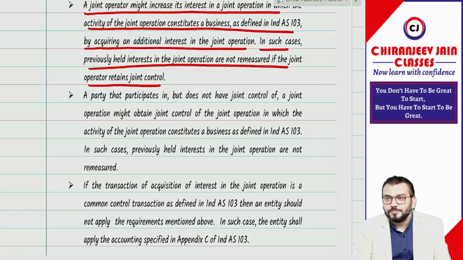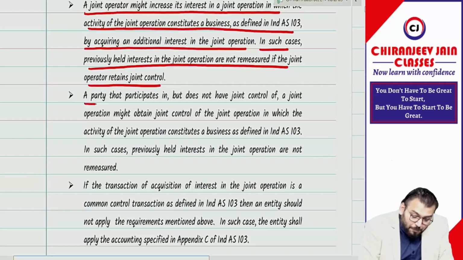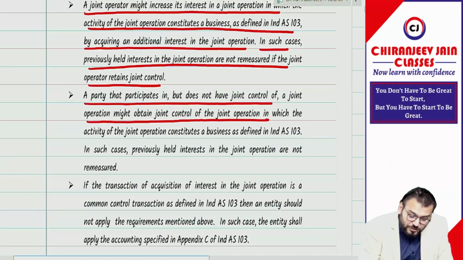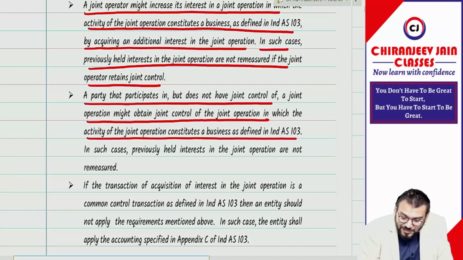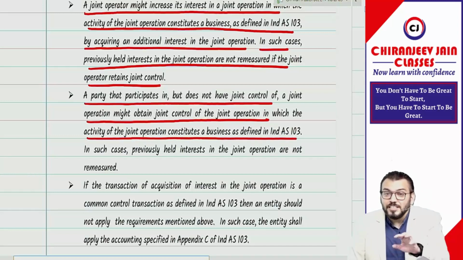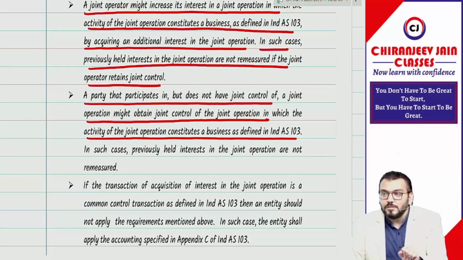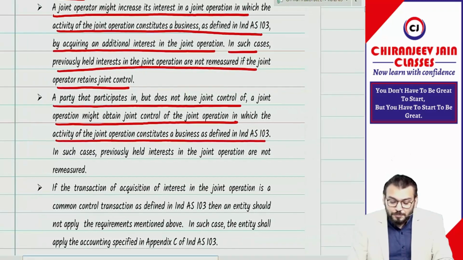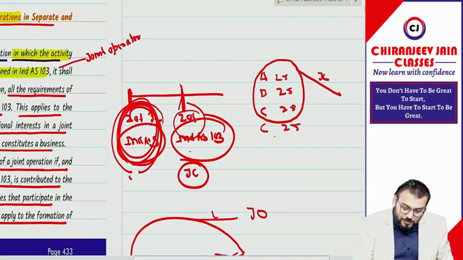Have you understood? Then, a party that participates in but does not have joint control of a joint operation might obtain joint control of a joint operation in which the activities of the joint operation constitute a business, as defined under Ind AS 103. Have you understood? Means there may be some party that initially did not have joint control, but is a party to the joint arrangement having no joint control. I am discussing about D.